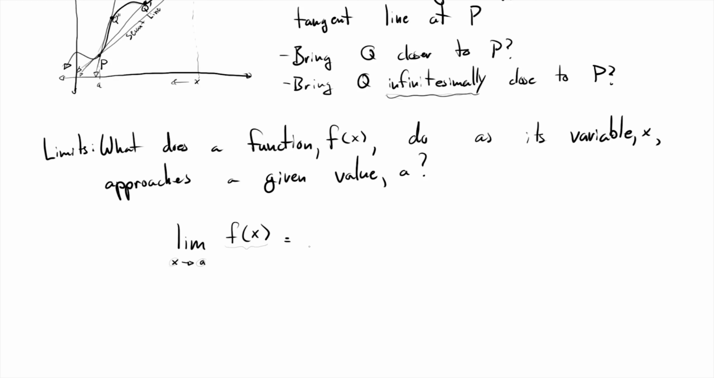And that is going to equal some number L. This is just a number. It can be a positive number, a negative number, a fraction, a decimal. It can be pi. It can be any number. So if I'm reading this, I'm saying what is the limit as x approaches a of the function f of x? And if I'm answering it, I'm saying the limit as x approaches a of f of x is equal to some number L. And that's all that limits are for right now.